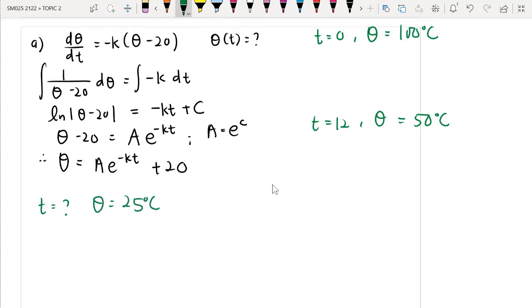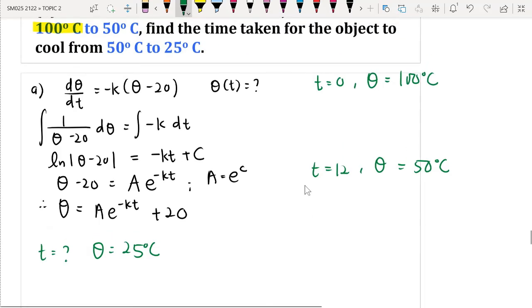Alright, so let's solve one by one first. It's basically the same step as the population pattern. We have to find the value for A and K, both constants. So using the first info, when t is 0, theta is 100. So I substitute it straight away.